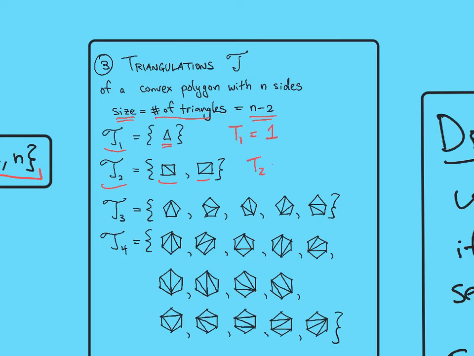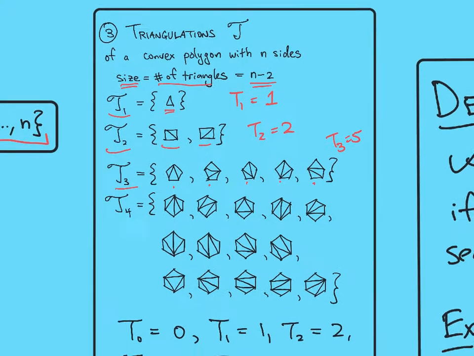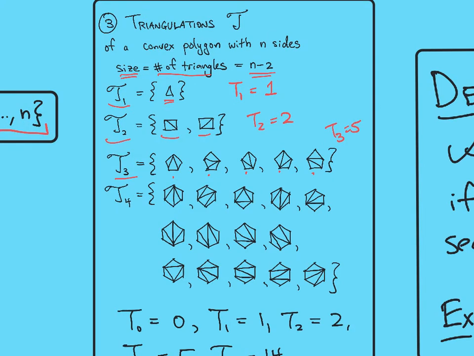So the associated counting sequence would have T2 equals 2. And then next I look at triangulations of a fixed pentagon. And I think if you go through it, you'll get 5 of them. And then I went through and saw that the number of triangulations of a fixed hexagon is 1, 2, 3, 4, 5, 6, 7, 8, 9, 10, 11, 12, 13, 14.